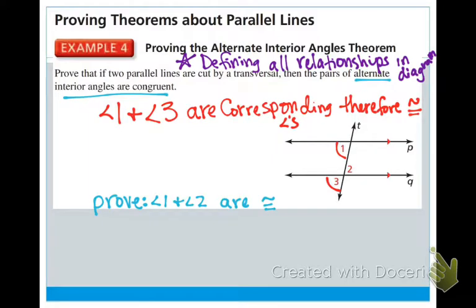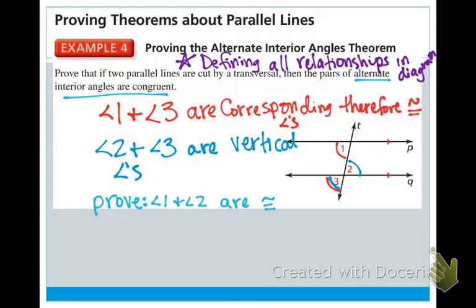What other relationship can I name? 2 and 3. So angle 2 and angle 3, what are they? They're vertical angles. What do I know about vertical angles? Yep. That's all you have to do. I'll explain why with a number. I'll let you write it down.